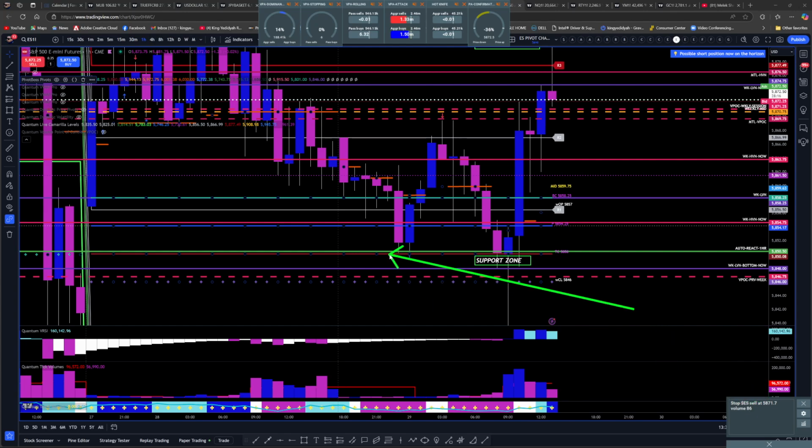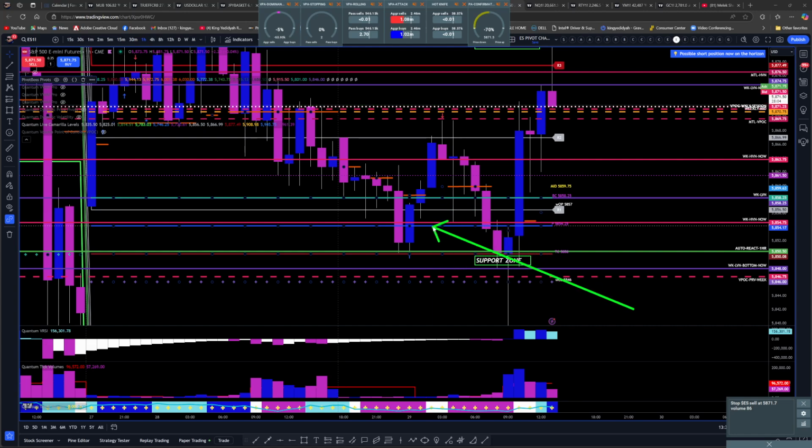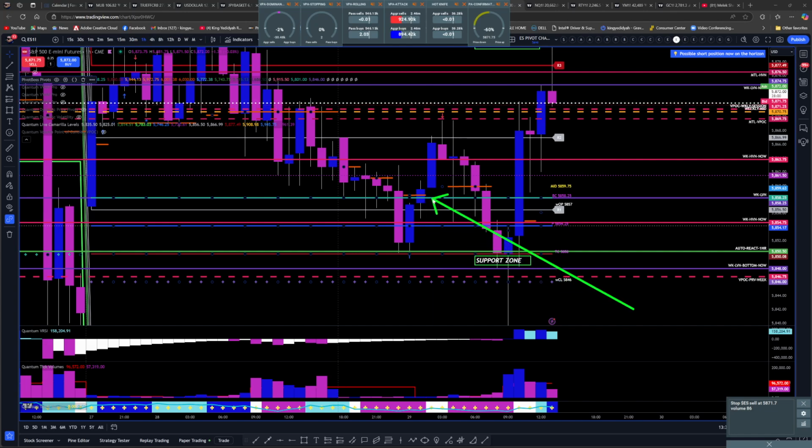So this is the top central pivot, right? It's aligned with the automatic reaction. This is the central pivot, and this is the bottom central pivot, right? So they might be flipped right now. Sometimes in the calculation, the top central is at the bottom and the bottom central is at the top. But it doesn't really matter where they're at, it's just the central pivot range.